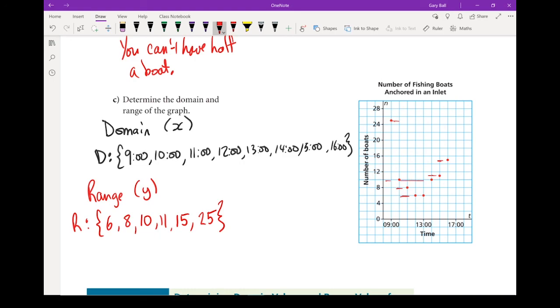So notice how there were two different times where there were 10 boats. That's okay, you only put it in once. Because all this is saying is 10 shows up on your graph someplace. 11 shows up on your graph someplace. 15 shows up on your graph someplace. Doesn't matter how many times it shows up. It's just saying that it shows up. So there's my range. Domain. And that's how you do it when you have points on a graph instead of a solid graph.